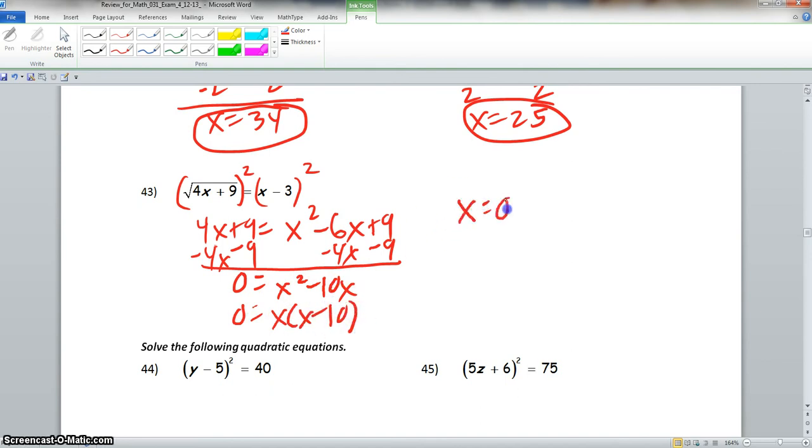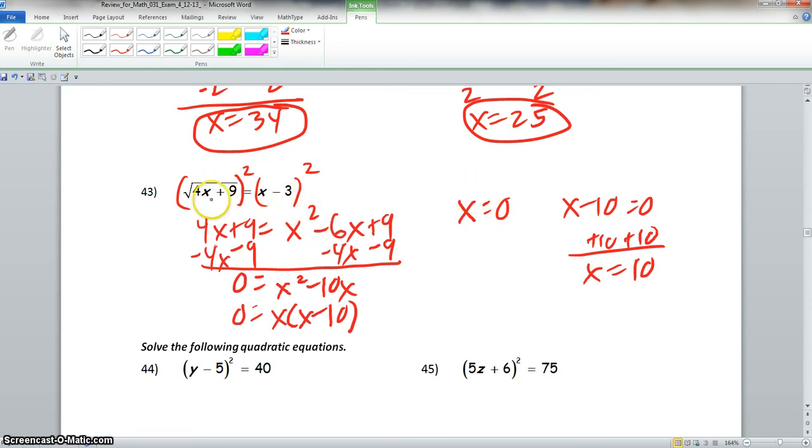So we'll set x equals 0 and x minus 10 equals 0. So we'll add 10 on both sides and we have x is 10. Now I didn't say this in the previous two problems, but you're always supposed to check your final answer in the original equation to see if it works.